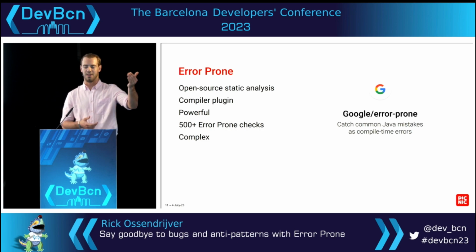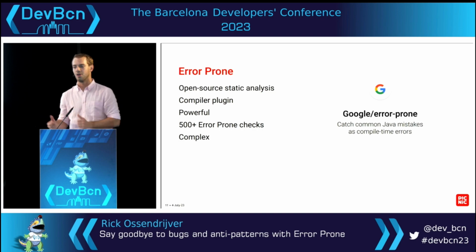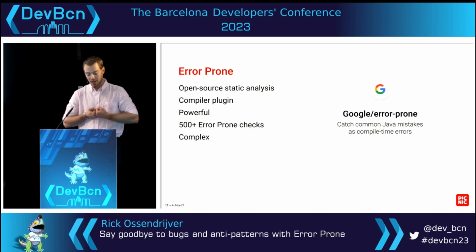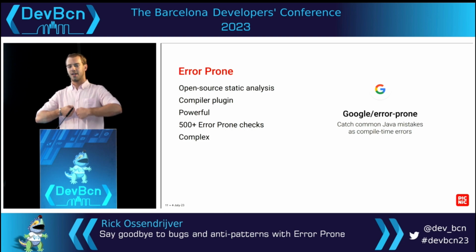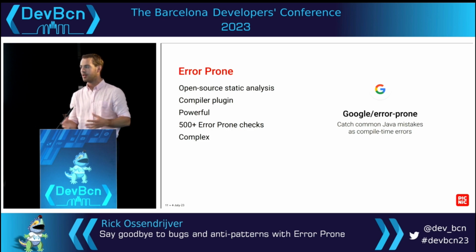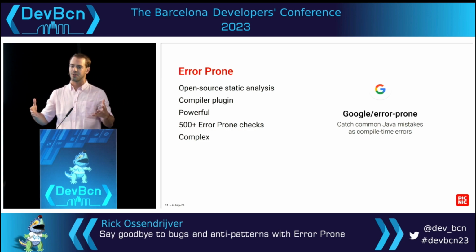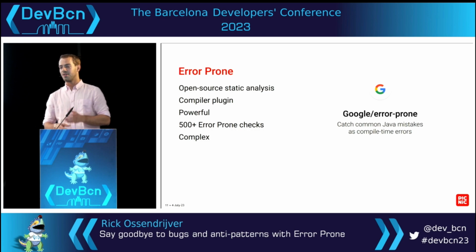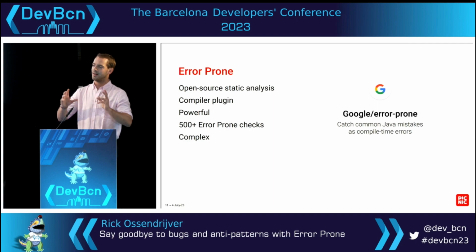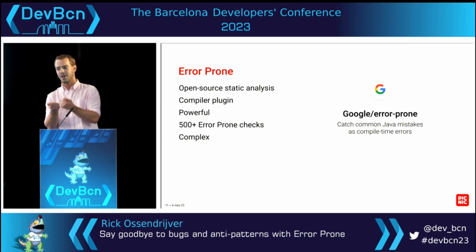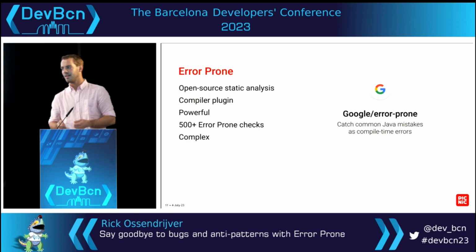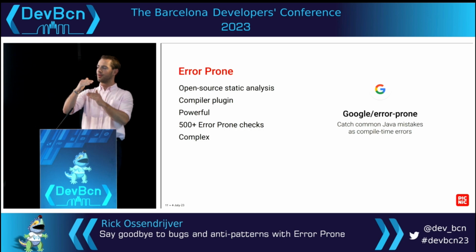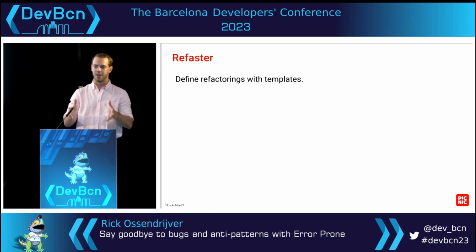You can disable specific checks if they don't work for your code base, for example, if you're using a specific library. But the thing is, if you want to write a check on your own, it's quite complex, because for those of you who know, you have to work with the abstract syntax tree, and that can be quite complex. But the people at Google thought about this, and they wanted to provide an easier way to specify refactorings. So they created another tool on top of error-prone, and that tool is called refaster.